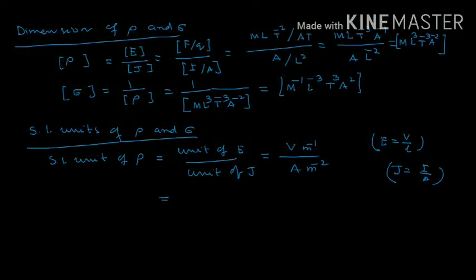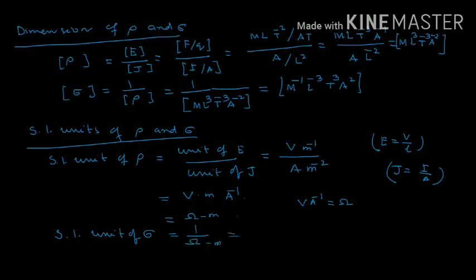So the unit is volt meter per ampere. But volt per ampere is ohm. So unit is ohm meter. So SI unit of rho is ohm meter. SI unit of sigma is 1 by ohm meter, that is ohm inverse meter inverse. Ohm inverse can be written as mho, mho per meter. Since ohm inverse is Siemens, we can also write Siemens per meter.